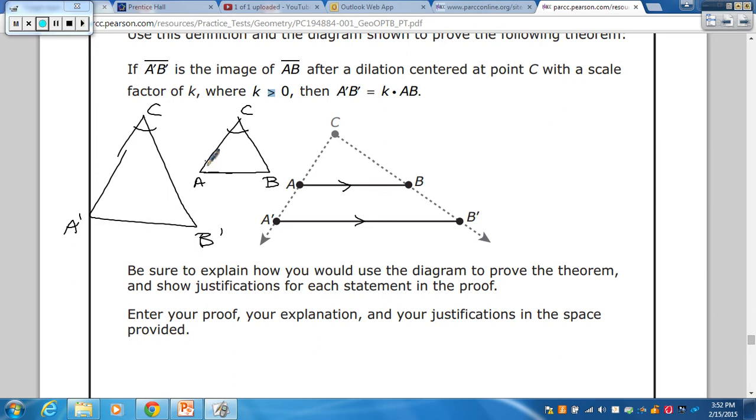I would go ahead and say that angle CAB is congruent to angle CA'B', or angle CBA is congruent to angle CB'A', because if lines are parallel then corresponding angles are congruent, thus proving the triangles to be proportional. Now what that means is this. You would then know that AC is to A'C as, let's say, AB is to A'B'. Okay?